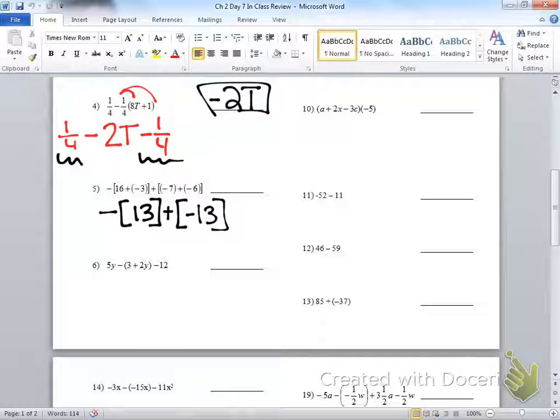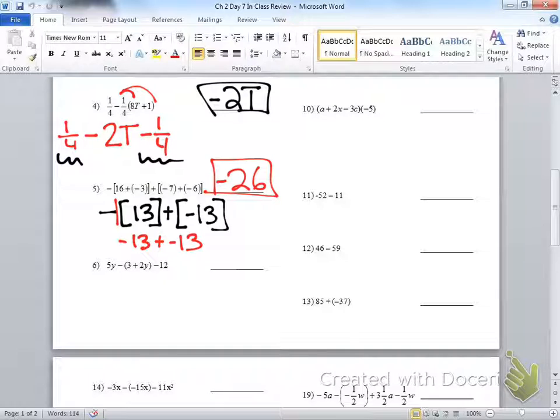Okay, so that negative out front is like multiplication, right? This guy, it's like multiplying by a negative 1. So I would need to do that before I add. Just order of operations, multiplication and division happens before addition and subtraction. So this would be negative 13 plus negative 13. Signs are the same. Add the numbers, keep the sign. What do you get? Negative 26. Good. Any questions?